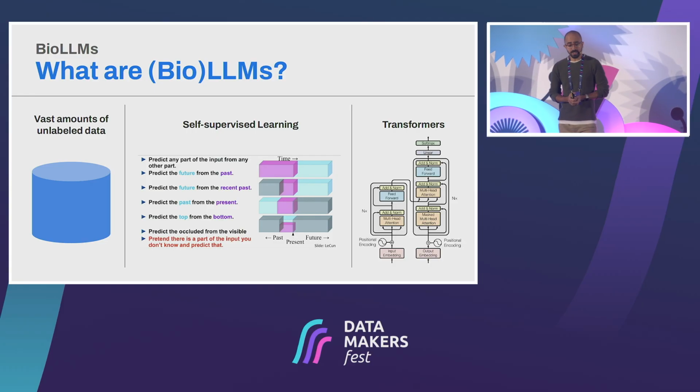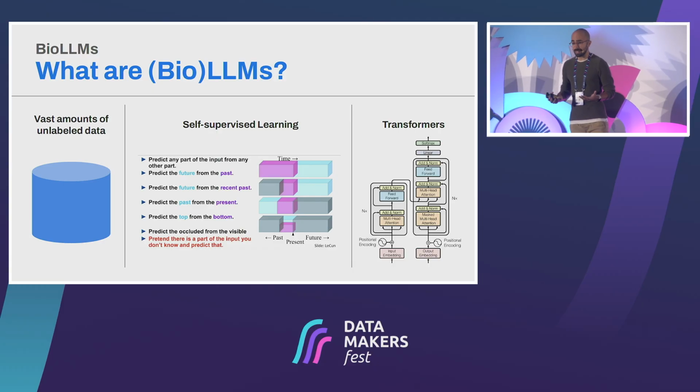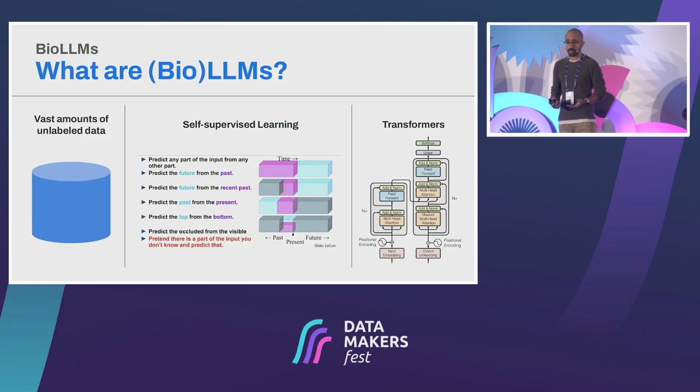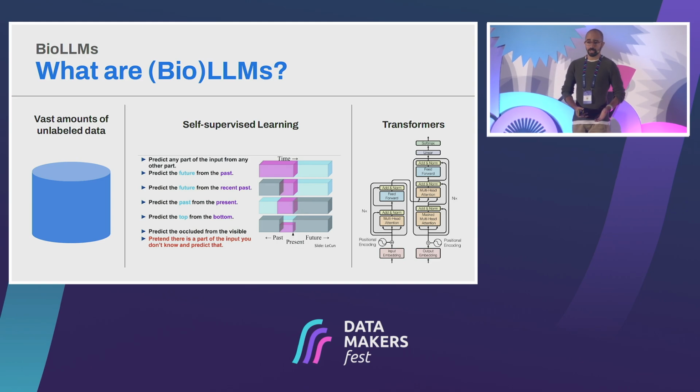And then the third ingredient is transformers, right? So sort of the backbone to modern LLMs, this neural network architecture, which just has been shown to scale really well to bigger amounts of data and to capture long-range dependencies.